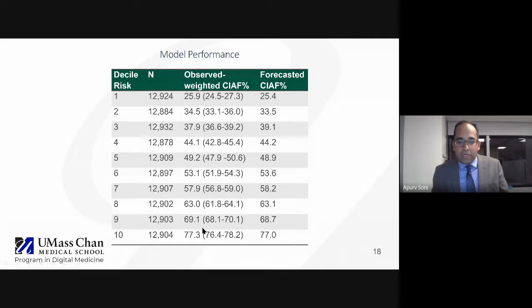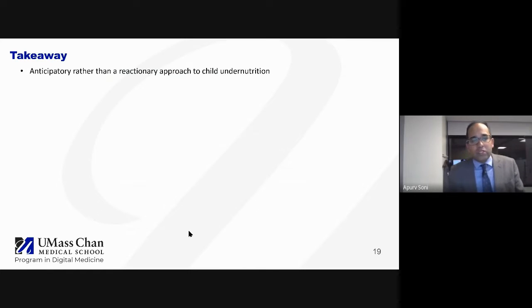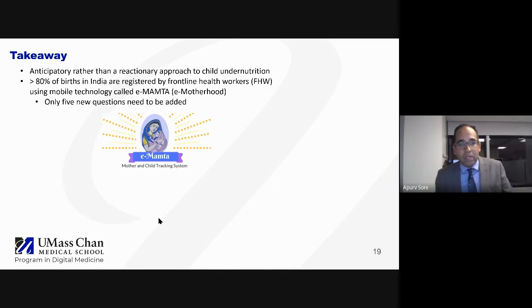And what we were pleased by is the predictive model very closely maps to what was observed. This was done based on bootstrap validation analysis, which is one of the more rigorous ways of evaluating your predictive models. And the takeaway from this was that we can, using a predictive model, have an anticipatory rather than a reactionary approach to child undernutrition. In other words, not wait for the child to be undernourished before they are eligible for resources, and rather identify children most at risk of undernutrition and have early intervention.